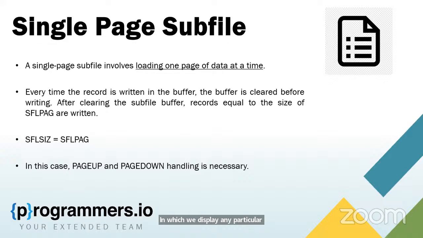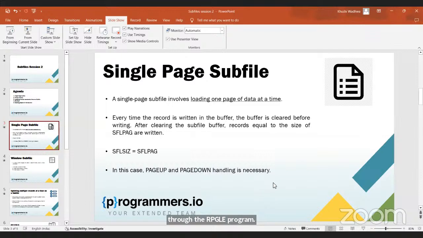Also, in case of single page subfile, the SFLPAG keyword value should be equal to the SFLSIZ keyword. Here, SFLPAG denotes the number of records to be loaded on one subfile page, and SFLSIZ denotes the total maximum number of records that can be loaded. And one last important point is that we have to handle page up and page down functionality through the RPGLE program. Now let me go to my IBM server to show you how to work with single page subfiles.